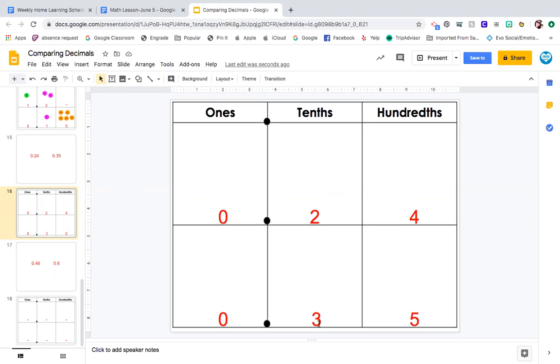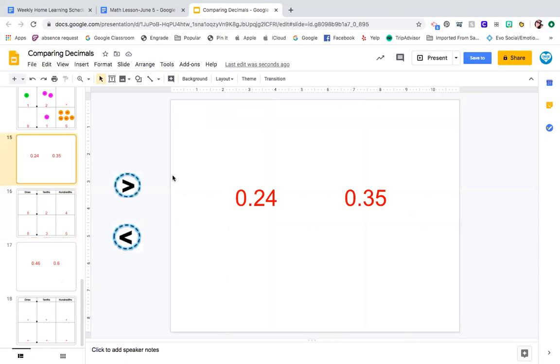I know that this digit 3 is greater than the digit 2. So that tells me the decimal number 0 and 35 hundredths is greater than 0 and 24 hundredths. I don't need to go any further. So I'm going to go ahead and drag that greater than symbol in right there.